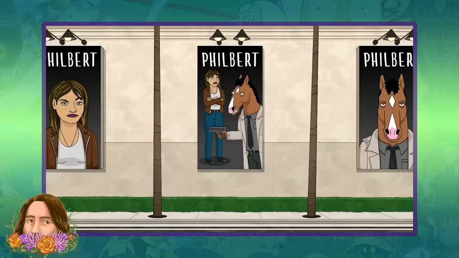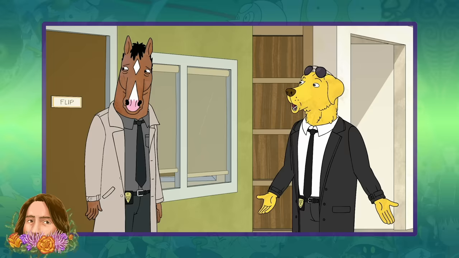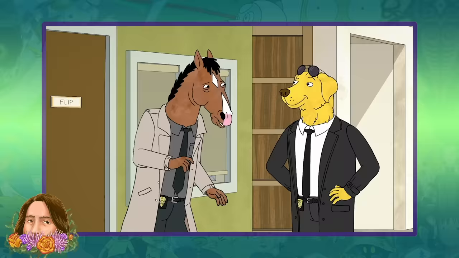Immediately after the premiere, Filbert is a massive success, and they start to shoot season 2. While on set for season 2, Mr. Peanutbutter mistakes BoJack's paranoia with his own paranoia, concerned that somebody knows about his affair with Diane. Someone is hiding something. How did you know? Did you talk to Diane?